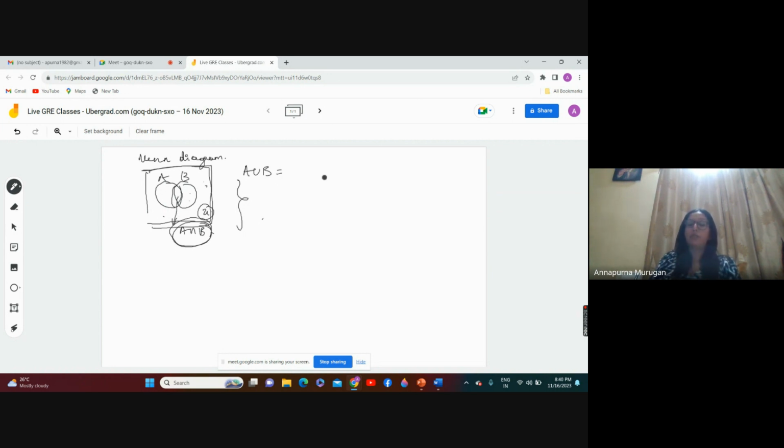A complement will be what? The elements which are present only in A but not in B. B complement means elements which are present in B but not in A. Okay, so those things we have. Let us not go deep into this.